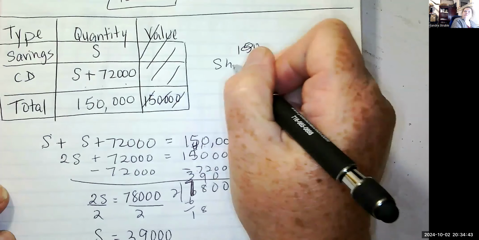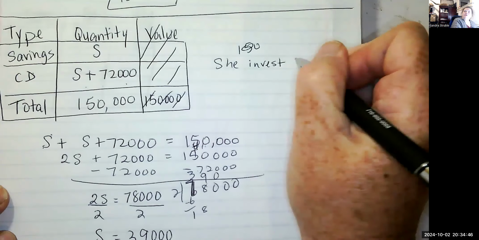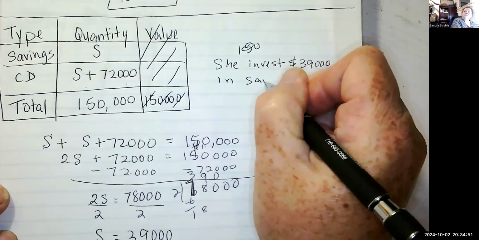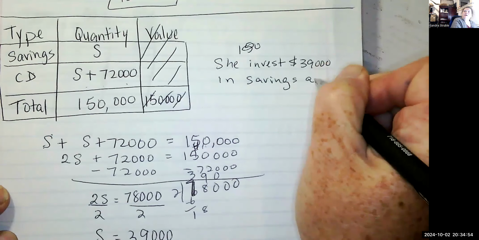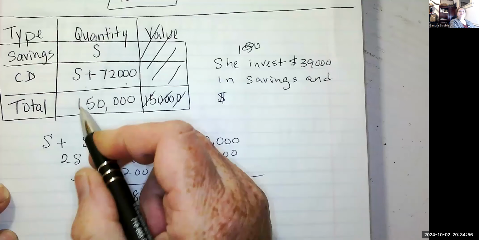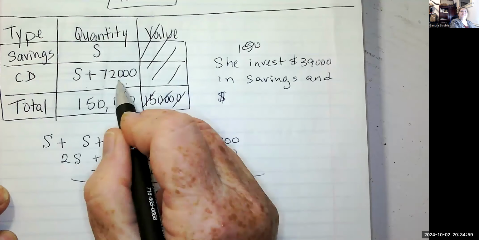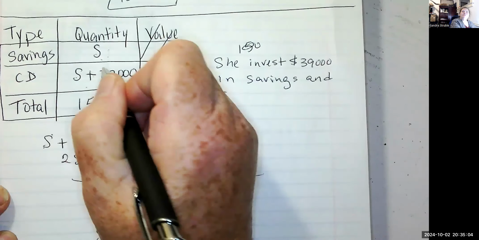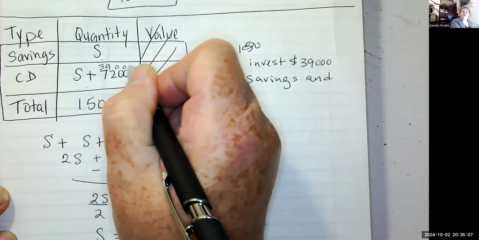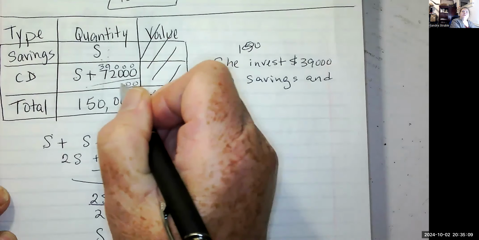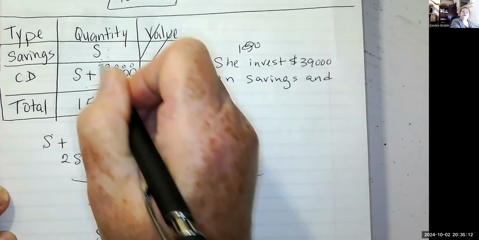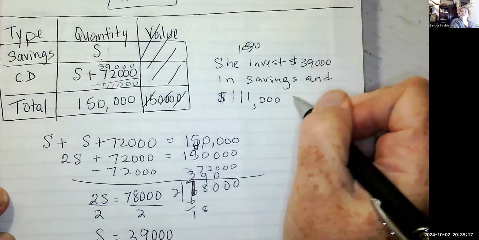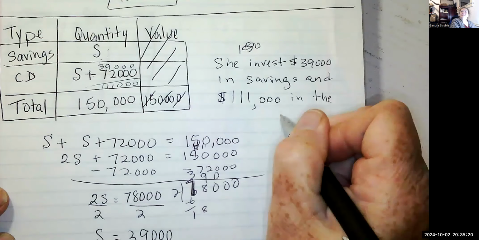So she invests $39,000 in savings. And how much in that CD? The CD is the savings plus 72,000. So if this one's 39,000, 39,000 plus 72,000 is 111,000 in the CD.